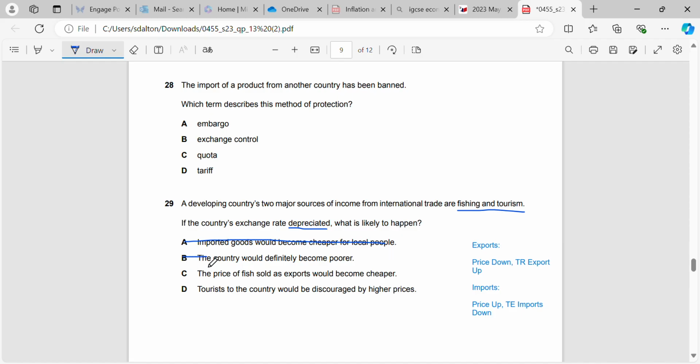Country would definitely become poorer. Well, that's an assumption we can't really make. There's no theory as such to back that up. Just because our currency depreciates does not mean that the country will become poorer. The price of fish sold as exports would become cheaper. That's correct, because we've composed it on our list over here. And then tourists to the country would be discouraged by our prices. No, also false.